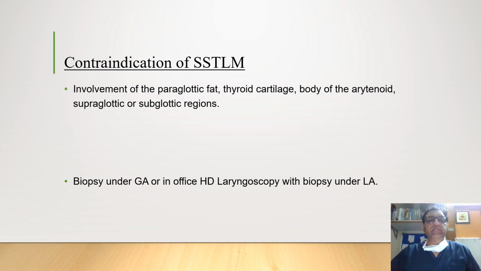Contraindications of single-stage surgery are involvement of paraglottic fat, thyroid cartilage, body of arytenoid. The same are the contraindications for SSTLM.